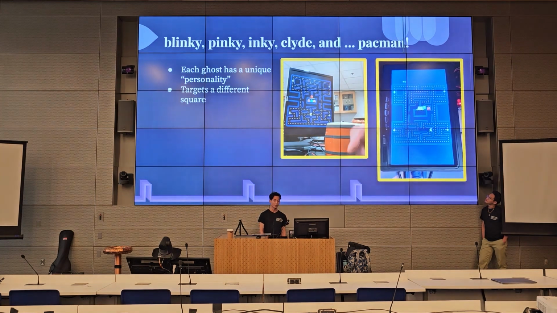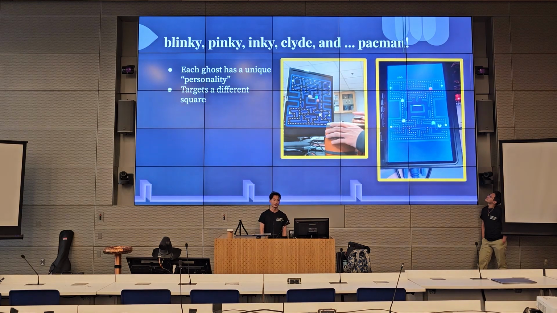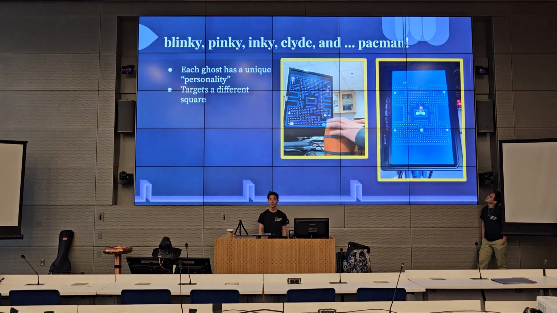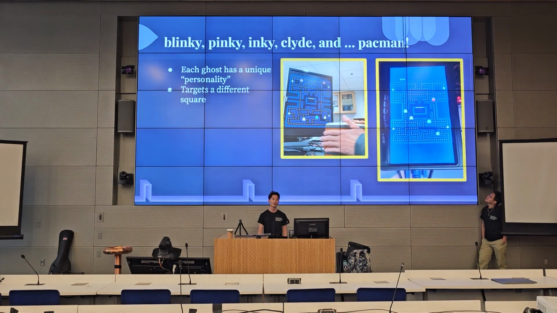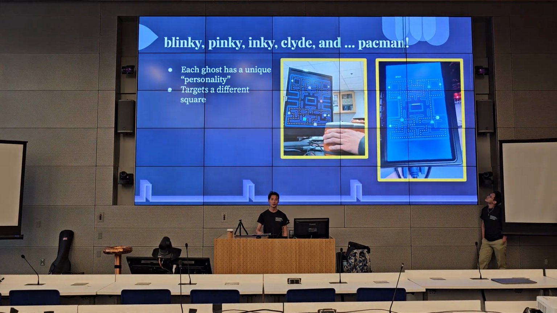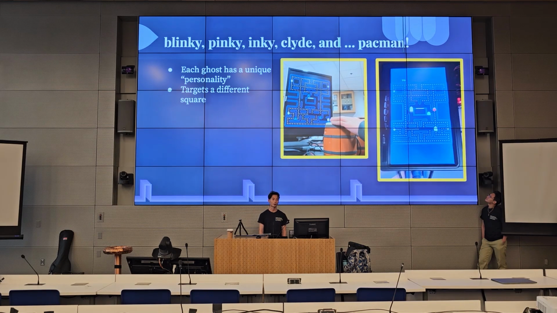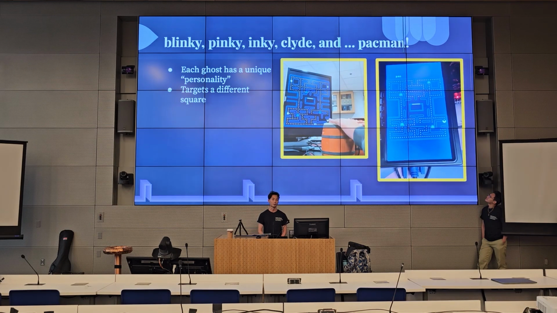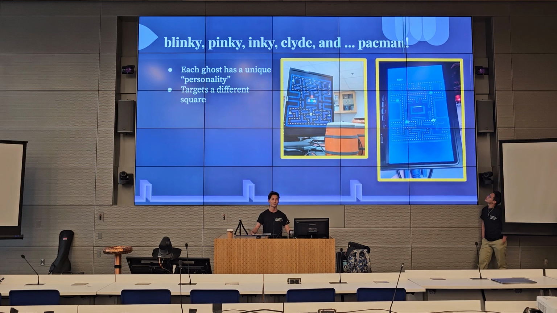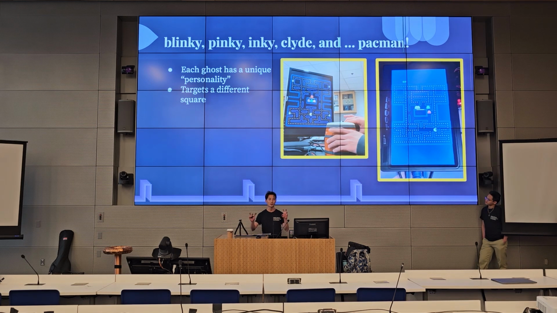And finally, we get something like this. Fun fact, each ghost has a different personality. And so each ghost chases Pac-Man in a different way. So we also implemented that. The red ghost basically follows Pac-Man. The pink one tries to target the square 4 spaces in front of Pac-Man. The blue one takes into account both the red ghost and Pac-Man's location and tries to ambush Pac-Man.